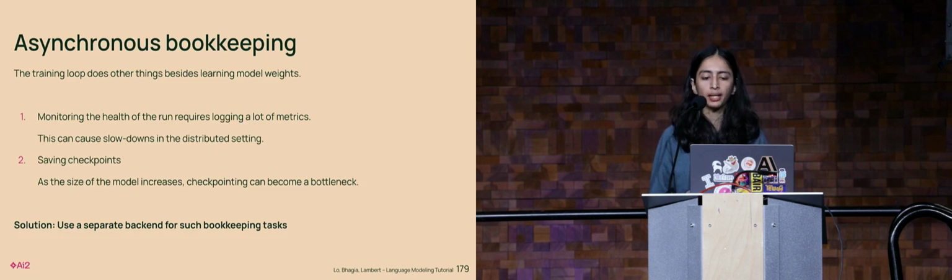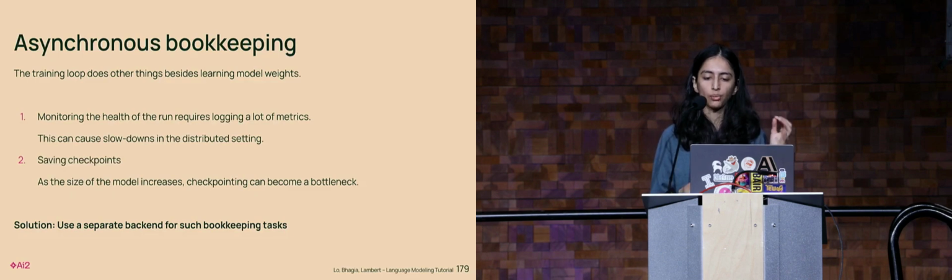Another thing to keep in mind in distributed jobs, the training loop does other things besides learning model weights. For instance, it logs a lot of metrics like grad norm, and these need to be synced across devices to get computed. We also save checkpoints regularly, which can become really slow as the model size increases. The way to combat this is to use a separate CPU backend. This is how it works.